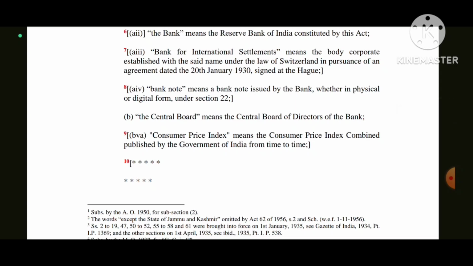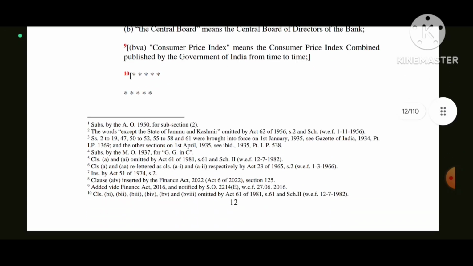Next clause A4, banknote, means a banknote issued by the bank, whether in physical or digital form, under section 22. So wherever the term banknote is used, it will be the banknote issued by the bank, meaning issued by the Reserve Bank of India. Then clause B, the central board, means the central board of directors of the bank. Next clause B5A, consumer price index, means the consumer price index published by the government of India from time to time.